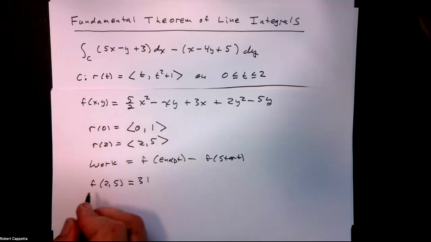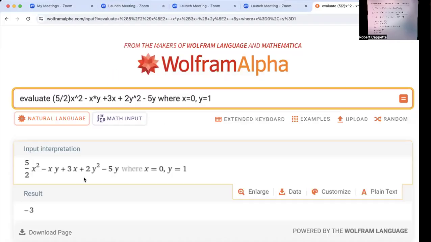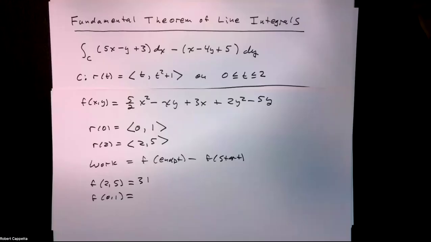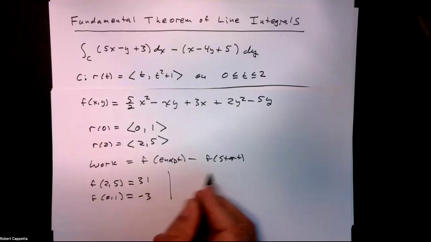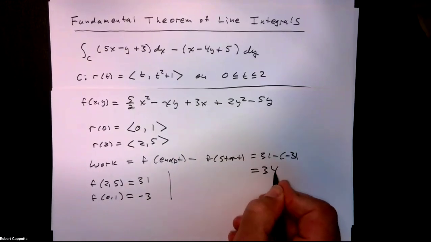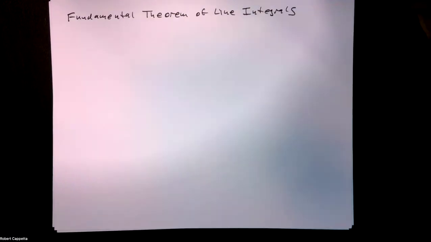That's my endpoint. Now my starting point is 0, 1. What is f of 0, 1? Let's again go back to technology, and you'll notice we get -3. So f of the endpoint minus f of the start point, the work will be 31 minus -3, which equals 34. So we know our informal notion of the fundamental theorem of line integrals. If we have a conservative vector field, we evaluate the work by determining the potential function, evaluating at the endpoints, and subtracting. Let's formalize that a little bit here.